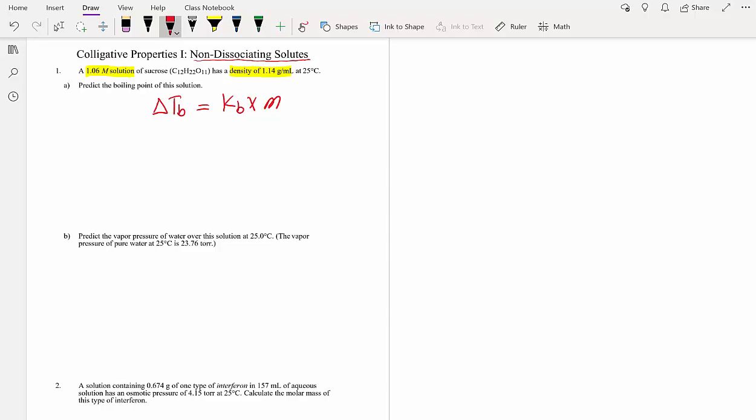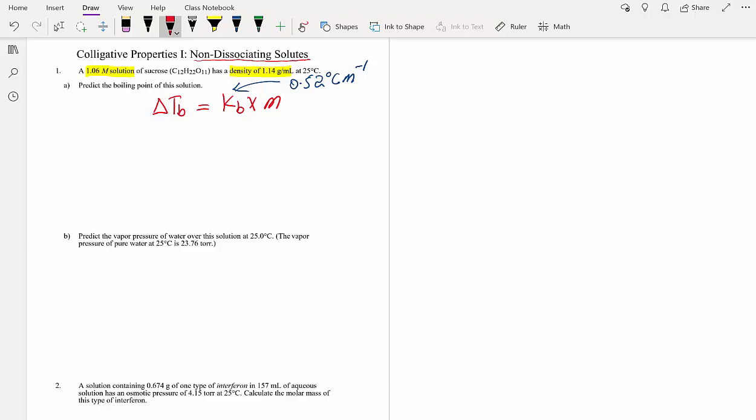Now, the very first thing we want to note here is that this value is going to be given to you, and it is usually given as 0.52 degrees Celsius per molal. So, how can we convert molarity and the density to the molality?